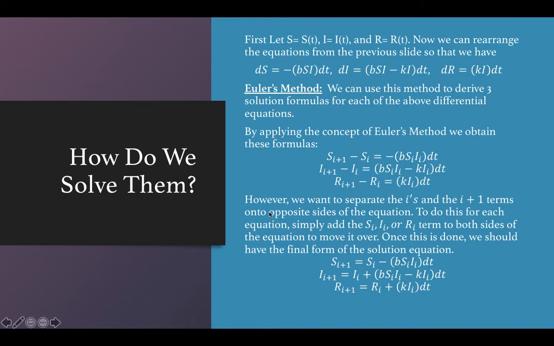So the next step, though, is we want to actually isolate our S sub i plus 1, I sub i plus 1, and R sub i plus 1 from the S sub i, I sub i, and R sub i values. So we're going to essentially just move these values over to the other side of the equation. And of course, to do this, we're going to add them, for each of their own equations, over to the right-hand side. So then in the end, our final form of the solution equations are going to look like these 3 down here on the bottom, where we have separated all of our sub i plus 1 variables from the just sub i variables.